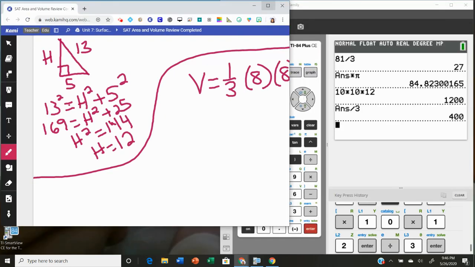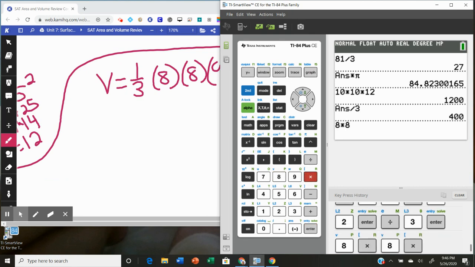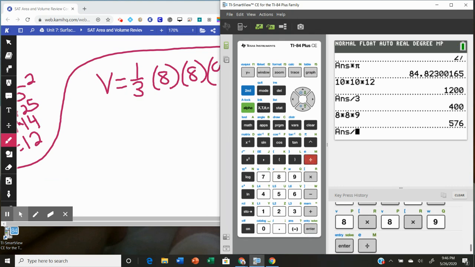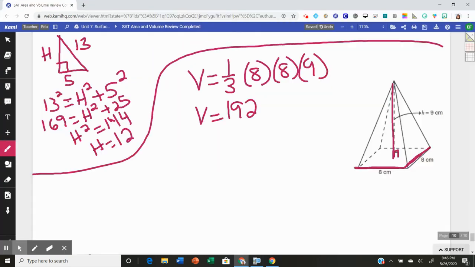So again, let's plug this straight into the calculator. 8 times 8 times 9. Get my answer, and then divide that by 3. So I get 192 as my volume this time. And my units here are centimeters, so centimeters cubed.